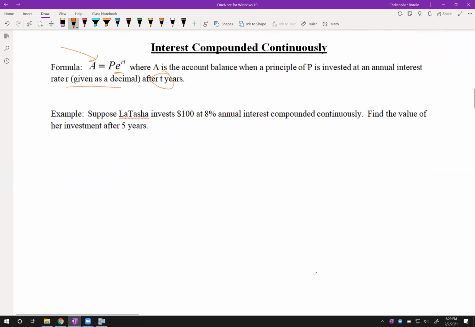All right, so Latasha is going to take $100, and we're going to put that into the bank here, compounded continuously. Okay, so I don't want to skip over our vocabulary. Compounded continuously, that's how you know when to use which equation. It's based on what they're telling us. So this is going to talk about 0.08, that's 8%, and 5 years.